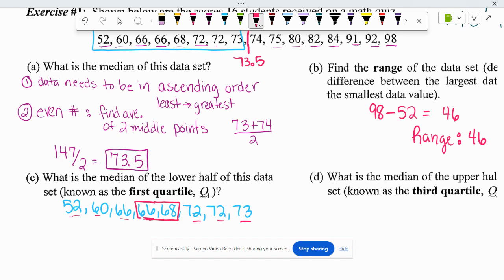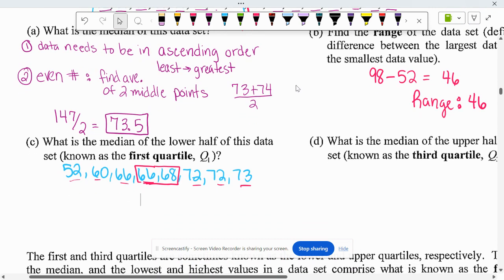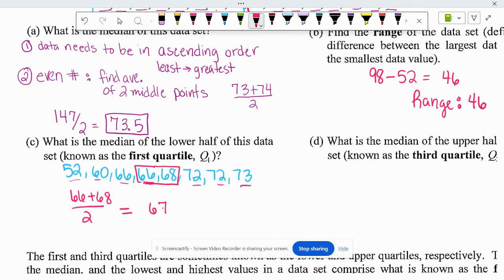So what do I have to do? Yeah, I have to find the average between those 2 points. 66 plus 68 divided by 2 is 67. Notice that it says the median of the lower half is known as Q1. So that's how you find Q1. I love that.